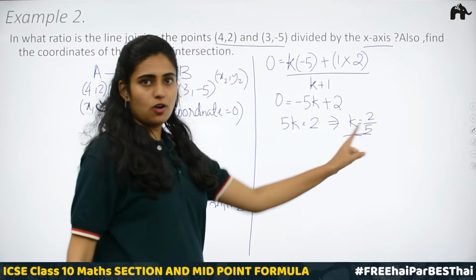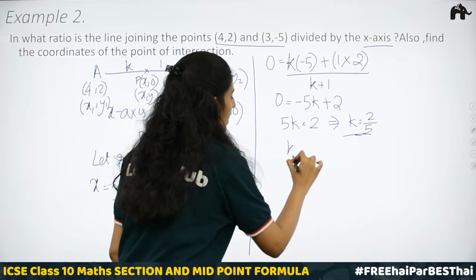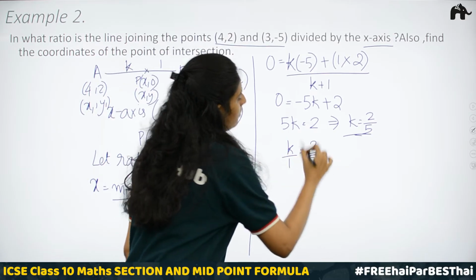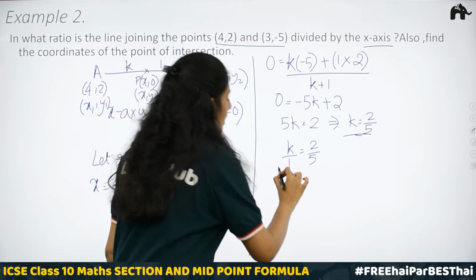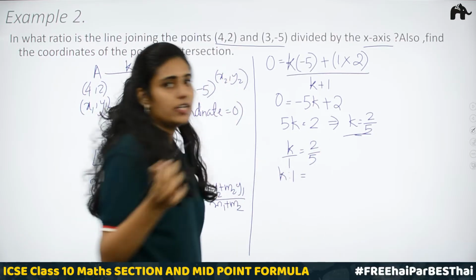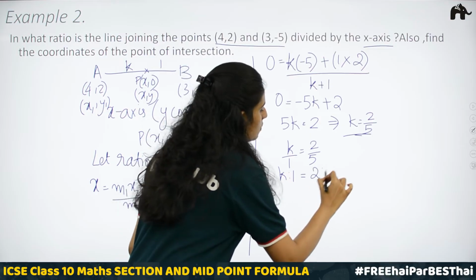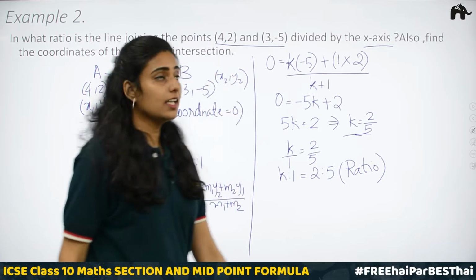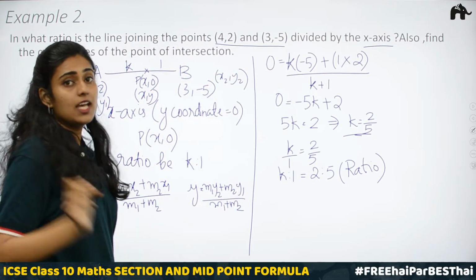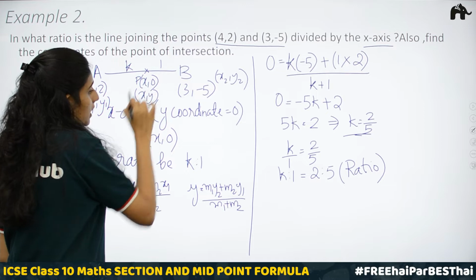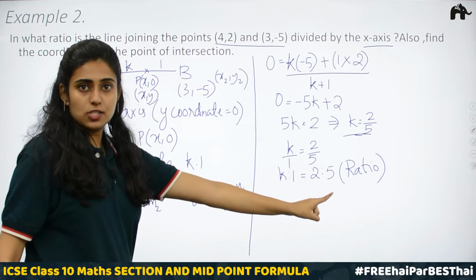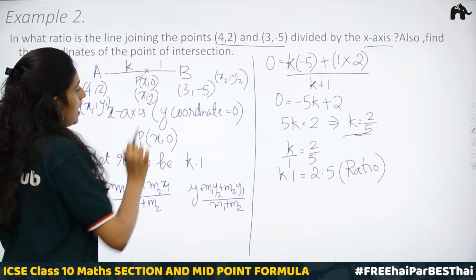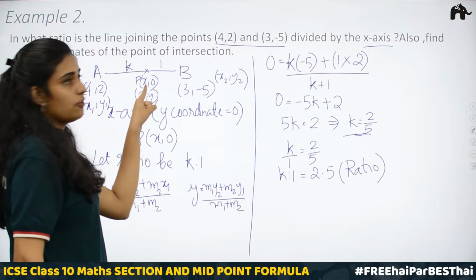We got the value of k. Then what is k divided by 1? K divided by 1 is 2 by 5 divided by 1, which is equal to 2 by 5. The ratio k is to 1 will be equal to 2 is to 5. We got the required ratio. The line connecting A and B is divided by point P in a ratio 2 is to 5. Now we need to find the x coordinate, then we will be getting the point of intersection.